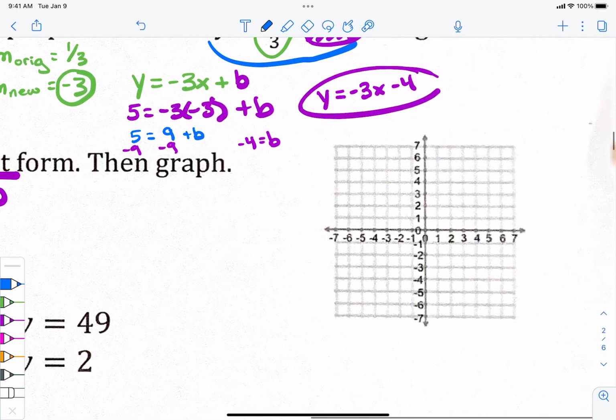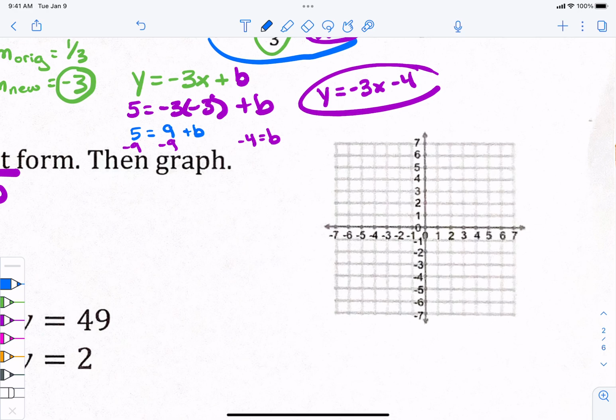So how do I graph that over here? Go to the y-intercept, -4, and make a dot. Then 3 is my slope: up 3, over 1, up 3, over 1, like that. And you can go down 3, over 1 as well.